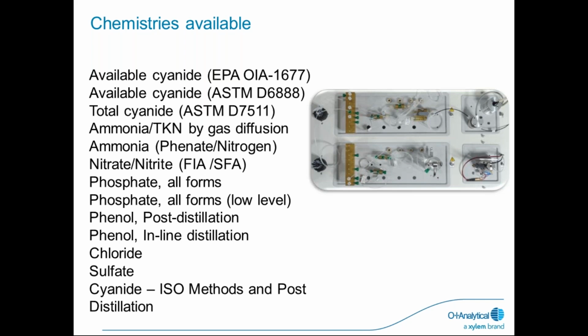We have ammonia TKN by gas diffusion. We also have ammonia phenate nitrogen. We've got nitrate nitrite, and phosphate in all forms. We also have a low-level phosphate cartridge that gets down into the lower ppb levels. We do both phenol post-distillation and phenol with inline distillation, chloride, sulfide, and cyanide with ISO methods, and also via post-distillation in case the regulatory agencies might not allow the distillation-free apparatus that we have with gas diffusion.